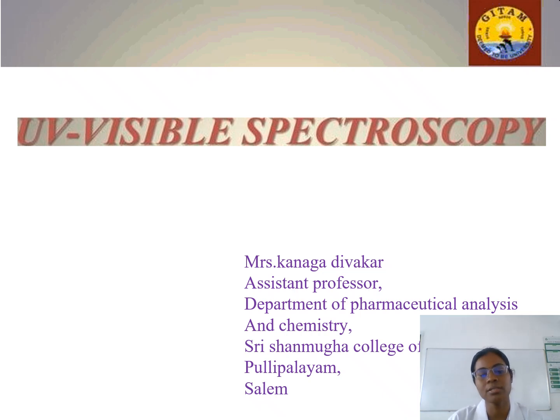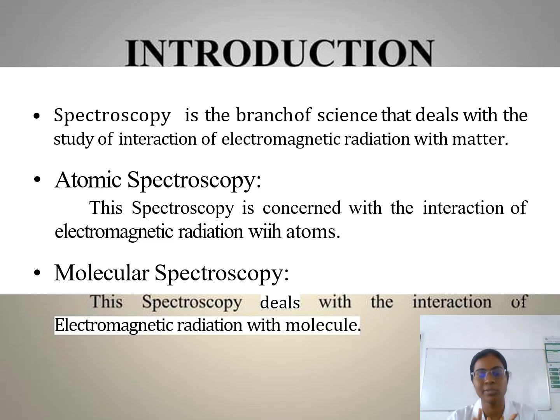So, my topic is UV visible spectroscopy. The introduction: spectroscopy is the branch of science that deals with the study of interaction of electromagnetic radiation with matter. Matter means atoms or molecules. It absorbs the electromagnetic radiation, and the energy produced is converted to lambda max.